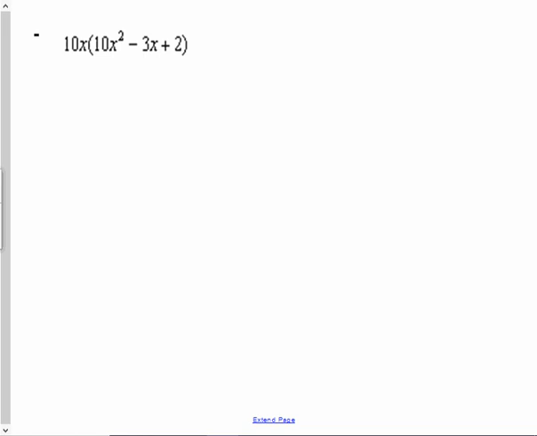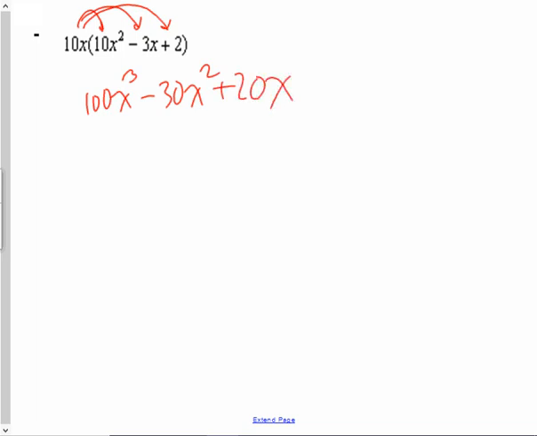The next question simply gives you a multiplication of a monomial by a trinomial. We need to use distributive property. So you're going to get 100x cubed minus 30x squared plus 20x. So when you multiply that trinomial by that monomial, you end up with this larger trinomial.